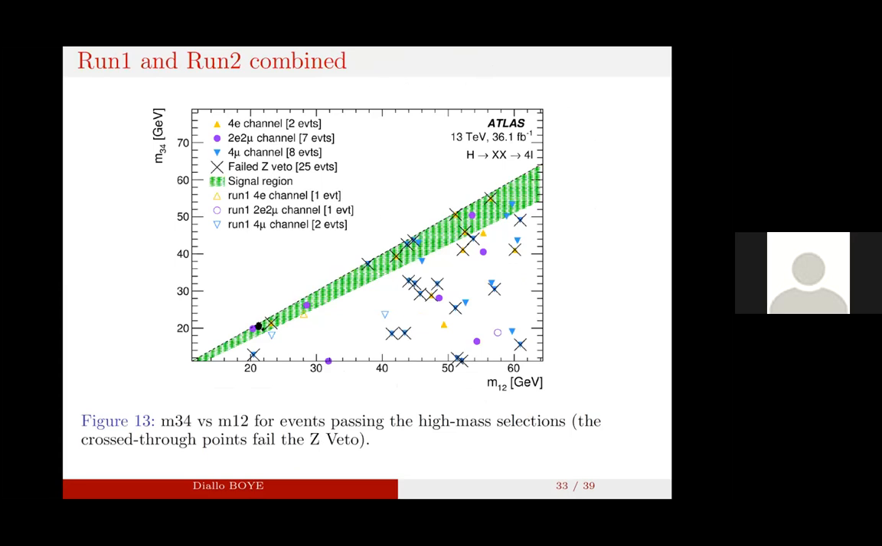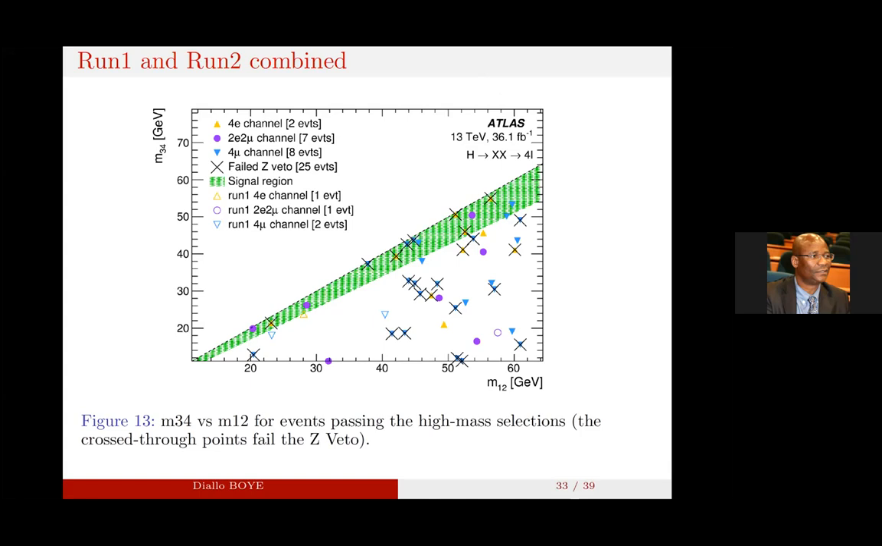so in the 2D plot, we are looking for two Z dark particles, which are expected to be identical in terms of mass. That's why we apply the signal region cut M12 over M34 less than 0.85, so it's around one. If you apply this cut, you will have this green band. This green band is equivalent to what we are looking for, which is two Z dark particles identical in terms of mass. So if you plot it in the 2D plane, you will have this shape. I don't know if I answered your question, Fatima.